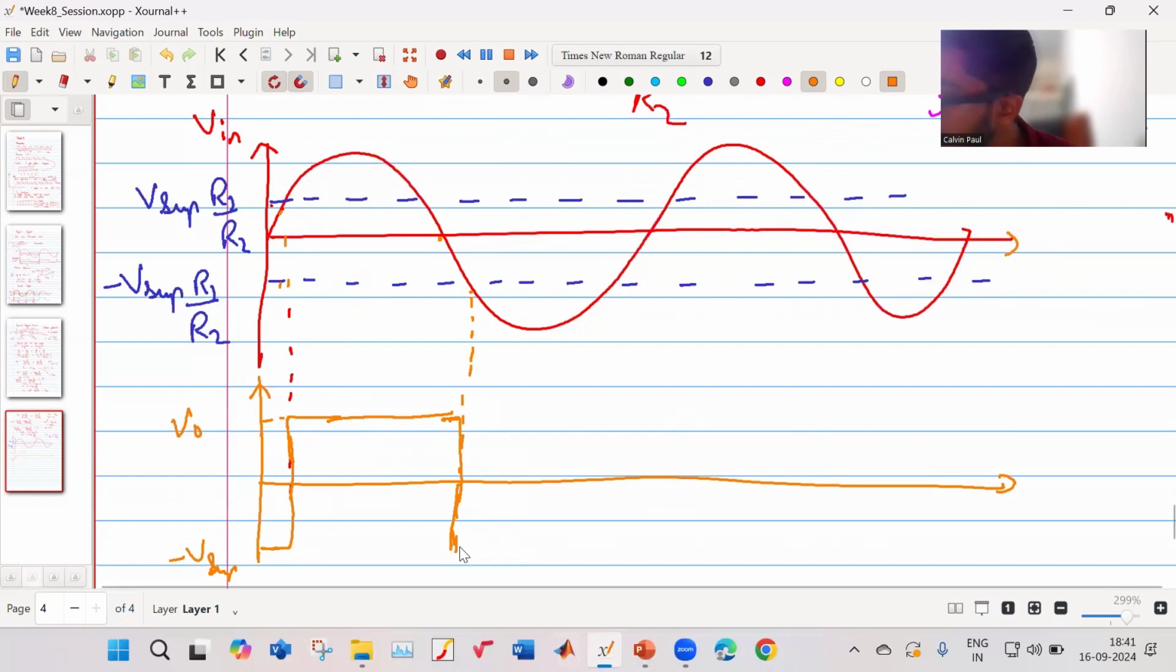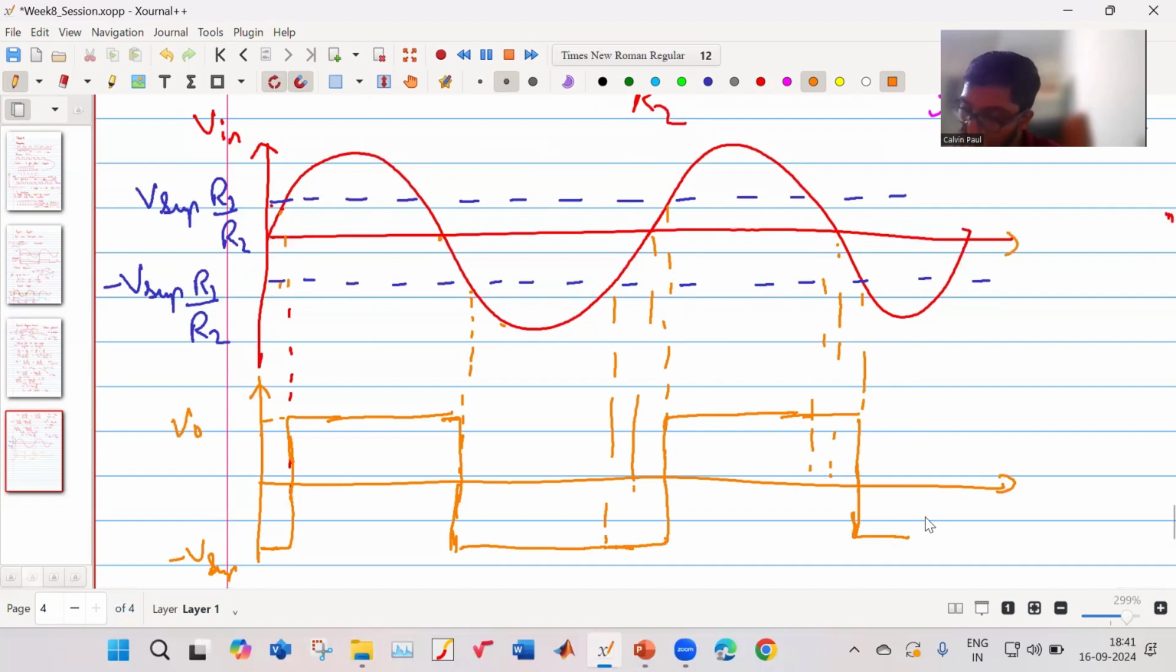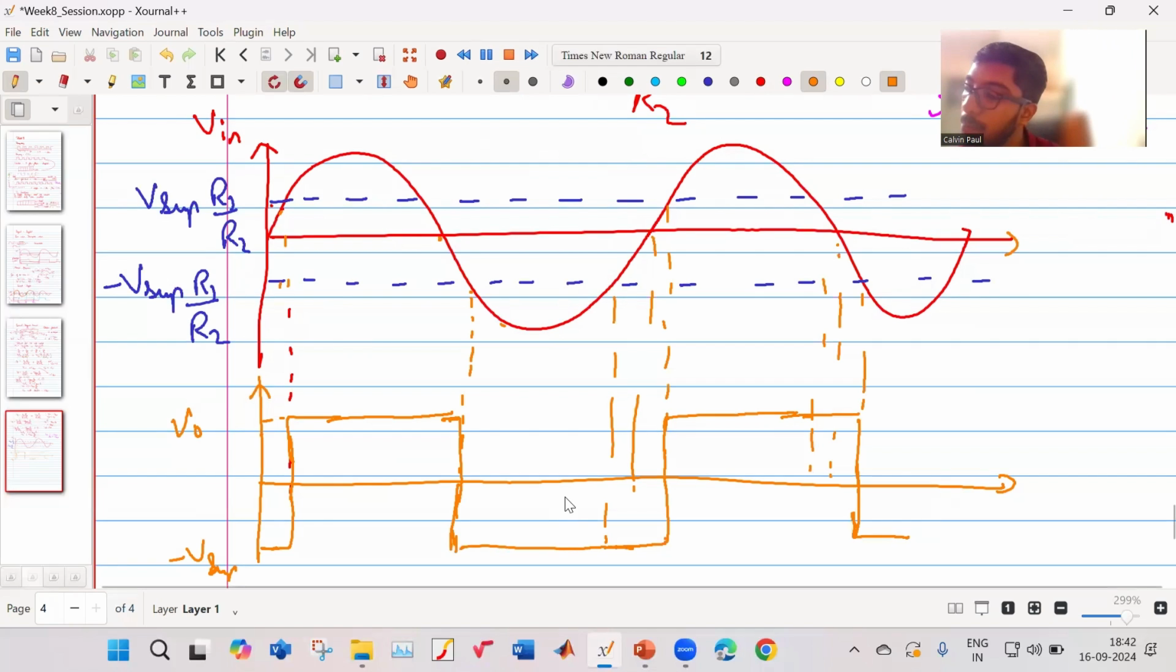Okay. Then it is still low, so it will continue. And then when it crosses this point also, it will still remain low. When it crosses 0 also, it will still remain low. Only once when it crosses this point, and it becomes higher than V supply by R1 by R2, then it will go high. And it will remain high. When it falls below this also, it still remains high. Once it goes below this, then it will go low. Okay, so this is how there is a band in which we are able to make it change. When it will change, when it will go high, when it will go low.